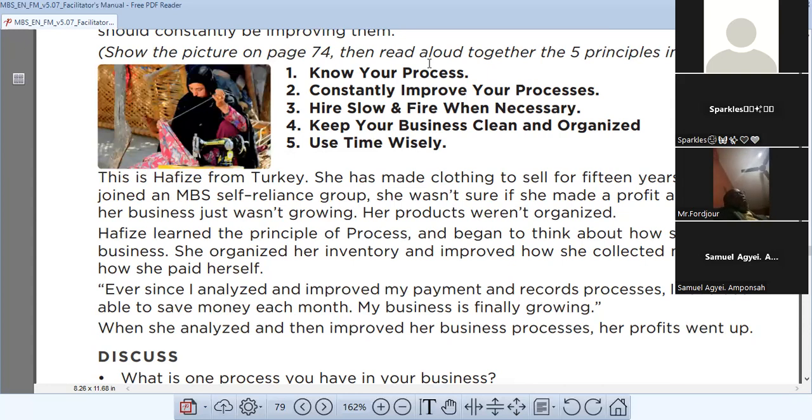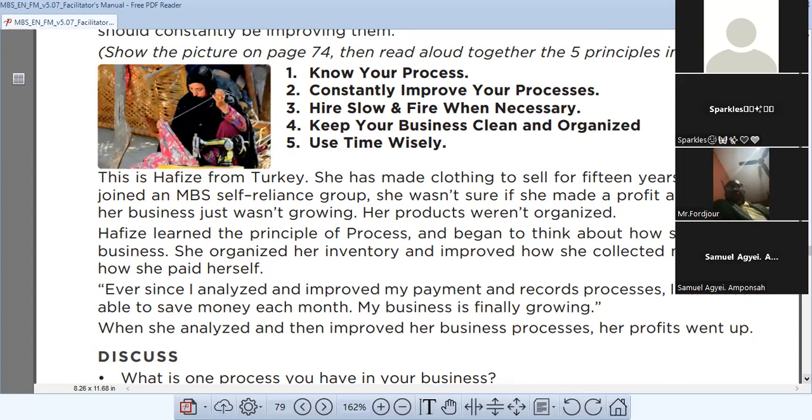The same applies with our business. When you start a business, it's a project that you need to see grow. If the project is not growing, then there's something that you are not doing right that you need to do to help your project grow. This is the same situation that Hafiz was in. She was sewing for 15 years, doing this every day, waking up and sewing people's clothes and things like that. But she was not making any kind of progress.